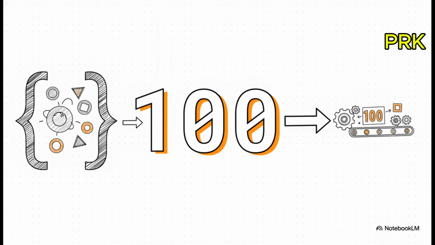Take some dummy data, like the number 100, and just run it through the formula so the learner can actually see that mechanical transformation happening right in front of their eyes. You really can't just talk about a concept in the abstract. You've got to pop the hood and show the engine actually running.